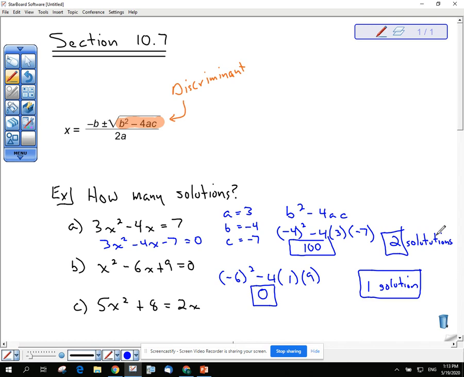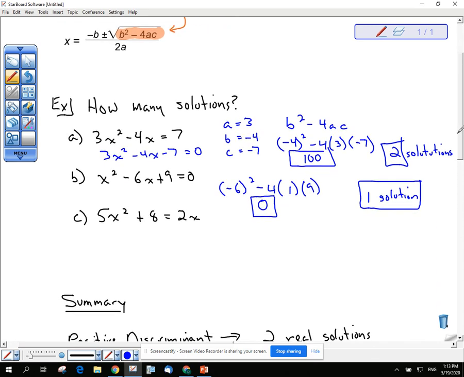Okay? And then finally, 5x squared plus 8 equals 2x is also not in standard form, so I'll make a quick adjustment. 5x squared minus 2x plus 8 equals 0. This would be negative 2. Coincidentally, all three of these had a negative b value. That doesn't have to be that way. But when we do plug that in and square it, it becomes positive. Minus 4ac, a is 5, and c is 8.